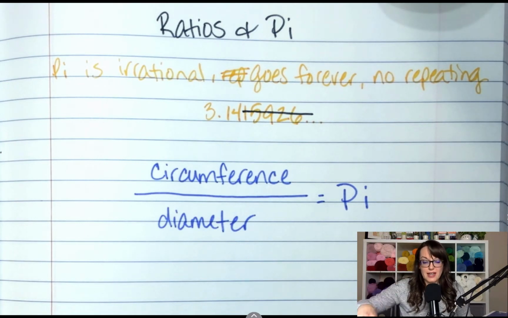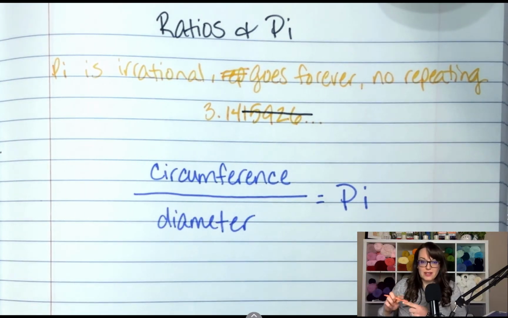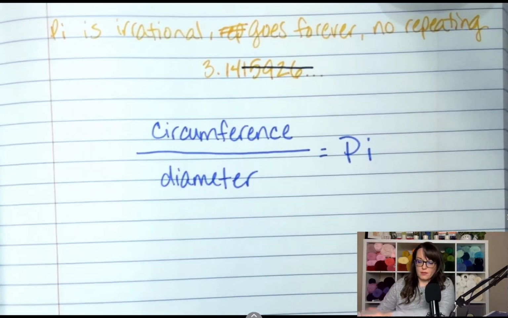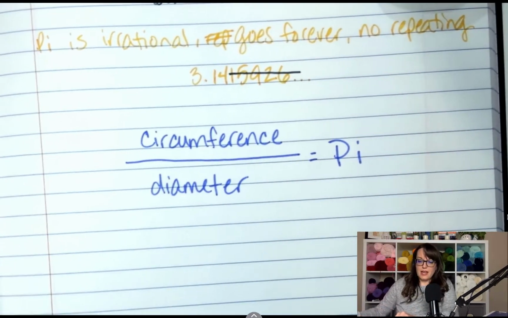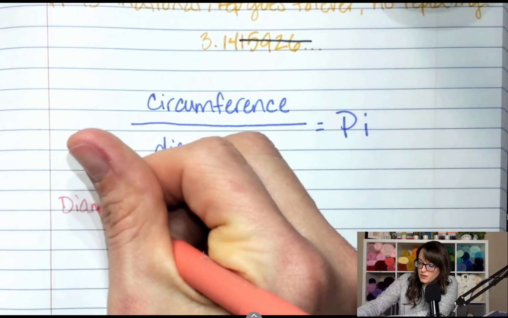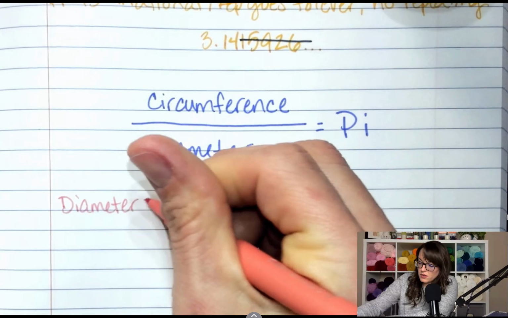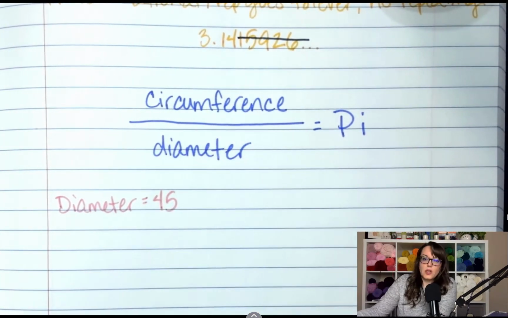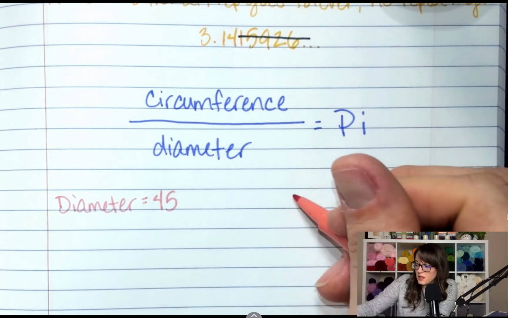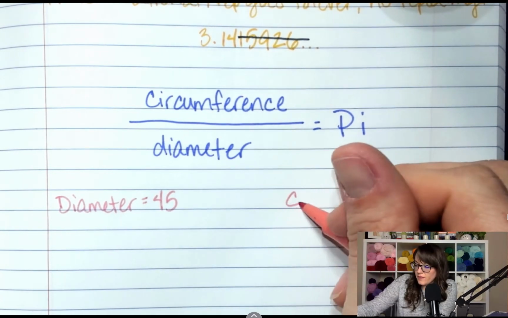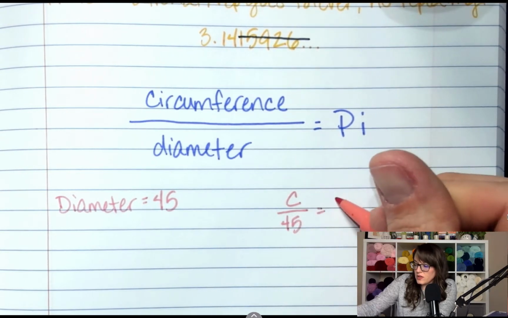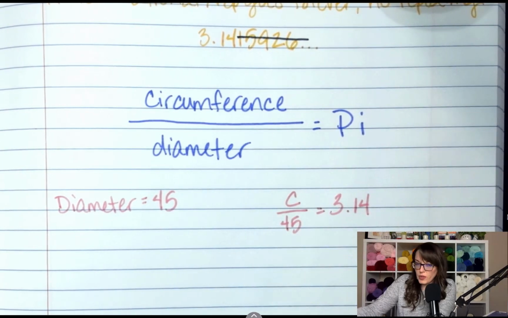So let's look at an example. If I told you that the diameter of a circle is 45, using this idea, we could find the circumference. So we would say the circumference divided by 45 is equal to 3.14.